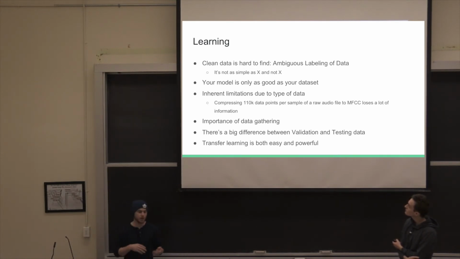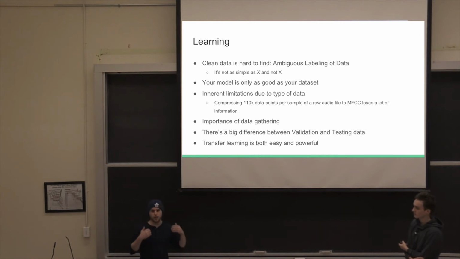Inherently, we are compressing 100,000 data points into about 6,000 data points through the MFCC conversion, so we're losing a lot of information there, so our model might be limited in that sense. The importance of gathering data, so we personally collected our own data, which showed kind of why it's really hard to find clean data, and that me and Gabe are really bad at acting.